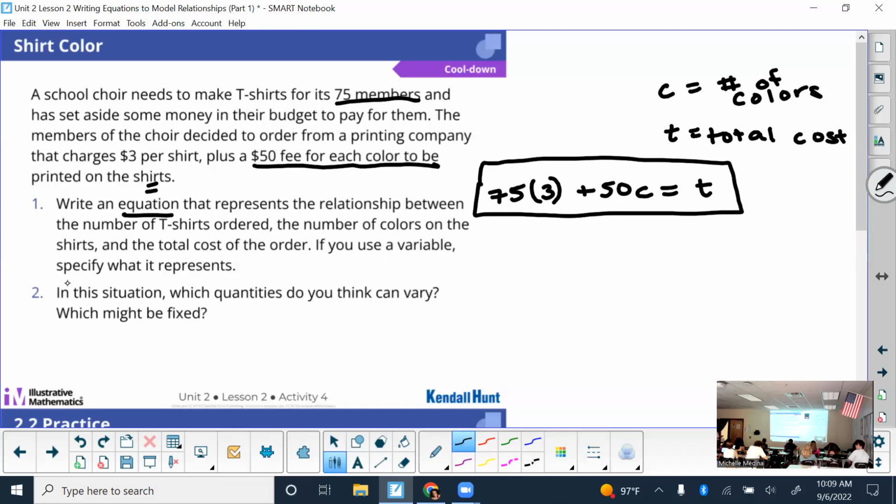So then for part 2, in this situation, which quantities do you think can vary? What does vary mean? That's like when we were talking about data distribution, so that's good. But when I say something can vary, something can be different. So what quantities can be different if I wanted them to be?